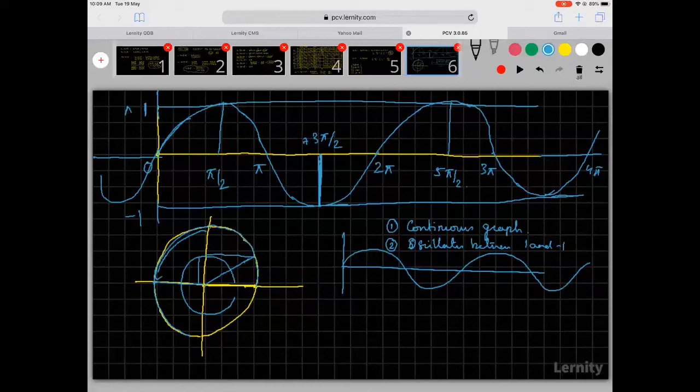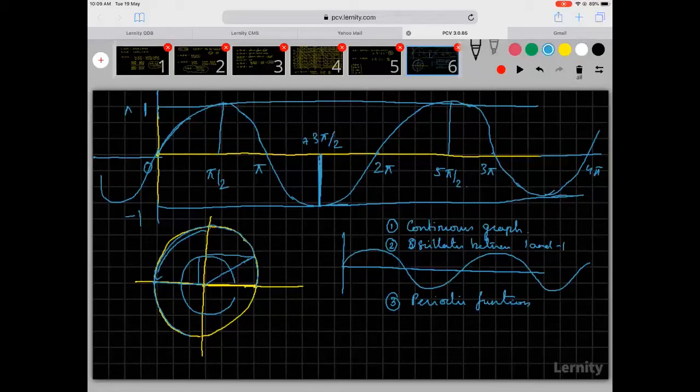Okay, so it oscillates. It is periodic. This is such a function which repeats itself. It's called a periodic function. When a graph looks the same, repeating itself, it's called a periodic function.